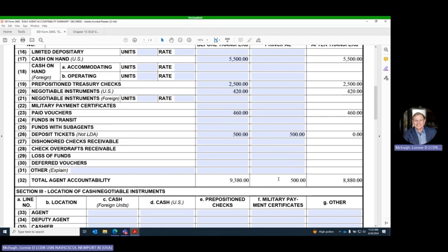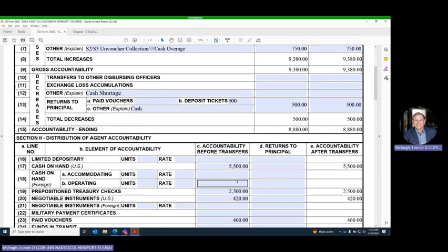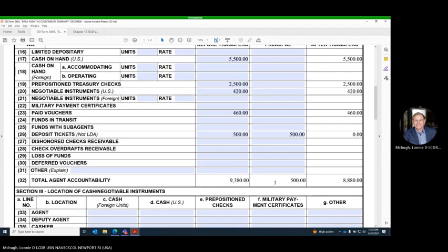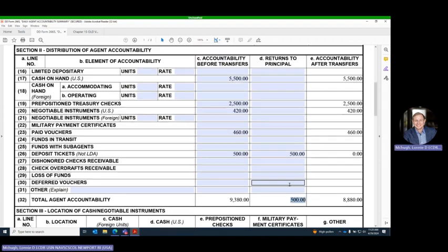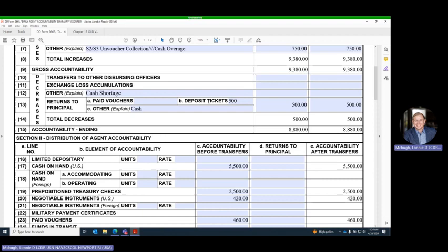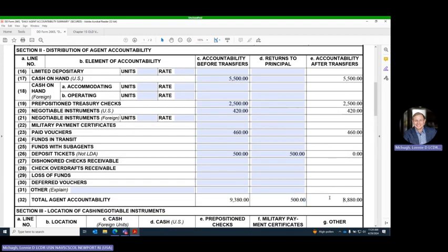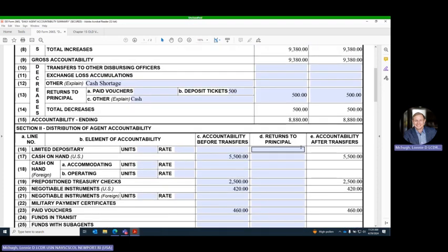So again, our three balancing numbers are: 32 Charlie needs to match line 9. Our 32 Delta needs to match line 13. And our 32 Echo needs to balance to line 15.